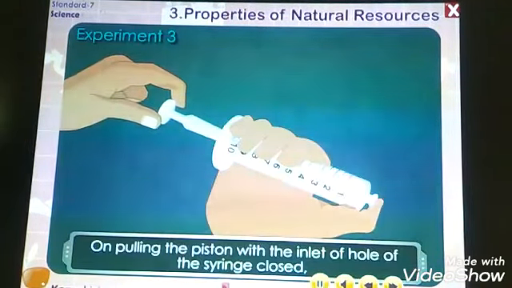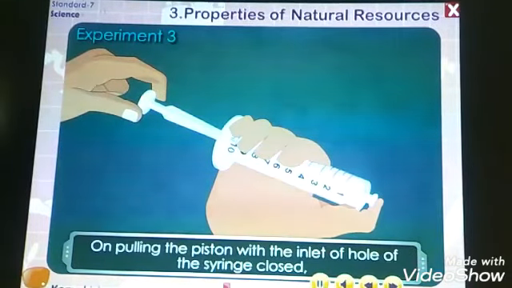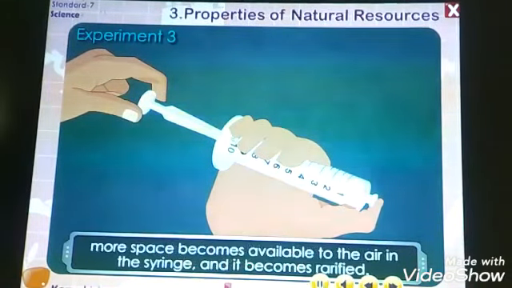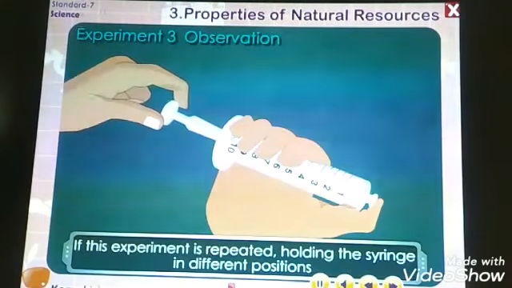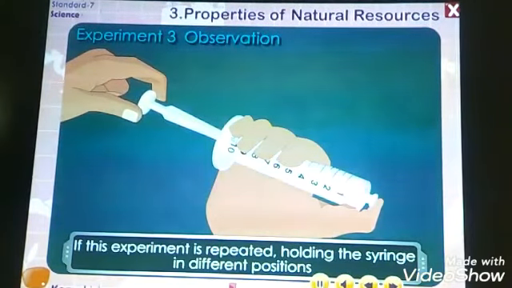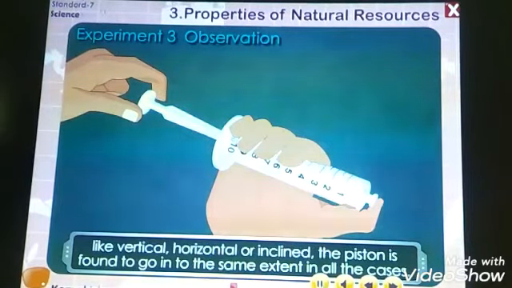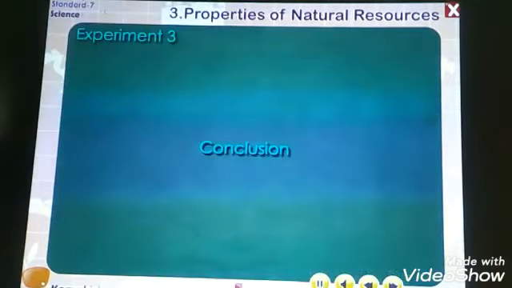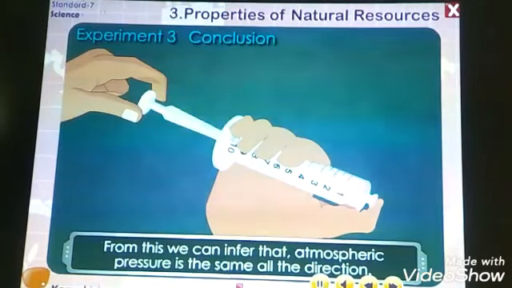Experiment number 3. On pulling the piston with the inlet hole of the syringe closed, more space becomes available to the air in the syringe and it becomes rarefied. Observation. If the experiment is repeated, holding the syringe in different positions like vertical, horizontal or inclined, the piston is found to go in to the same extent in all cases. Conclusion. From this we can infer that atmospheric pressure is the same in all directions.